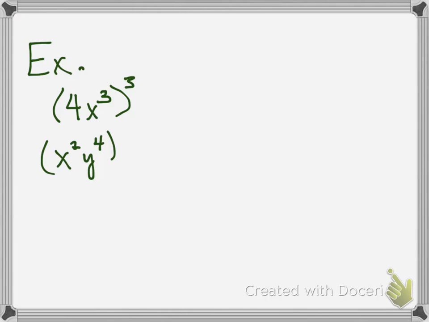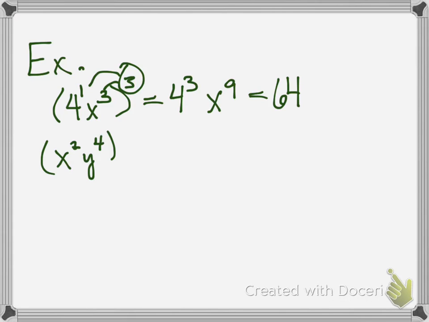The first one, first off, make note of the exponents right here. The exponent on the outside will multiply with the exponents on the inside. It's almost like the distributive property. Notice I put a 1 with that 4. So now this is 4 to the 3rd power, x to the 9th power. 3 times 1 is 3, 3 times 3 is 9. Now, 4 to the 3rd power, I would like y'all to fill that out, is 64. So the answer here is 64 x to the 9th.